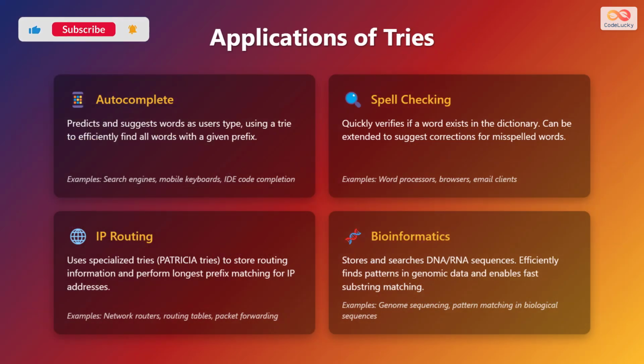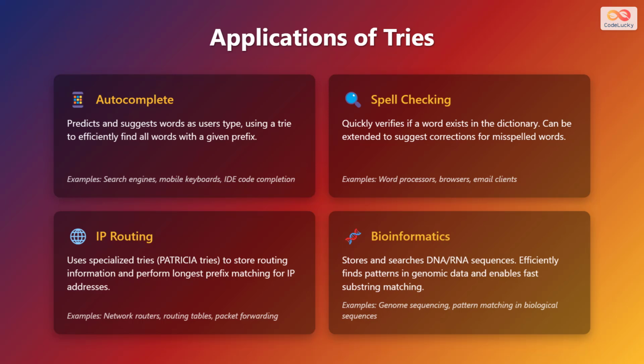Let's see the real-world applications of tries. Autocomplete predicts and suggests words as users type, using a trie to efficiently find all words with the given prefix. Examples are search engines, mobile keyboards, IDE code completion. Spell checking quickly verifies if a word exists in the dictionary and can be extended to suggest corrections for misspelled words. Examples: word processors, browsers, email clients.